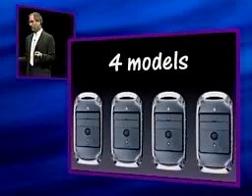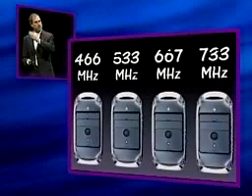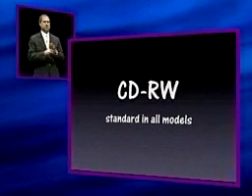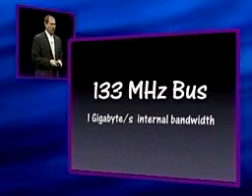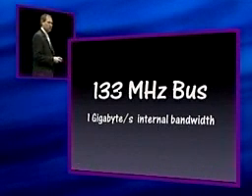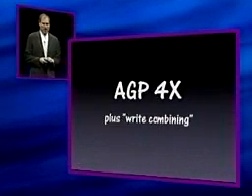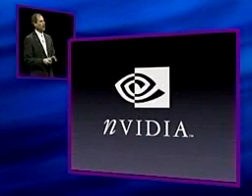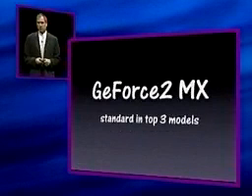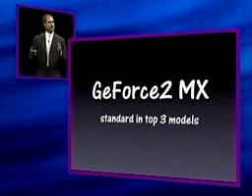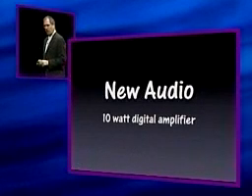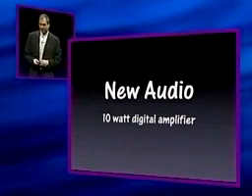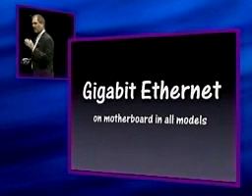We have 4 models, going from 466 to 733 megahertz. They all have CDRW capability built in to every model. They all have 133 megahertz bus with much faster internal bandwidth. They all have AGP4X. And the top 3 models are using NVIDIA graphics chips. The GeForce 2MX is standard in the top 3 models. We have a new audio system built into all of them with a 10-watt digital amplifier. And we have gigabit Ethernet on the motherboard in all 4 models.